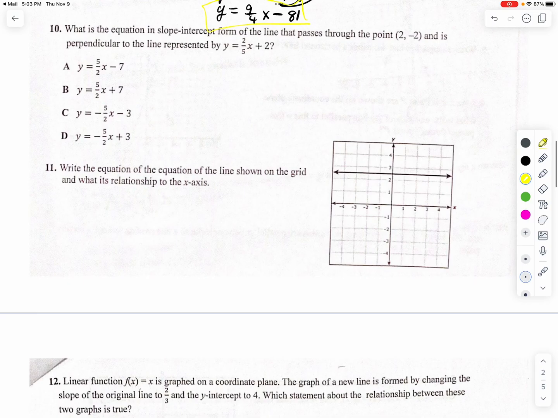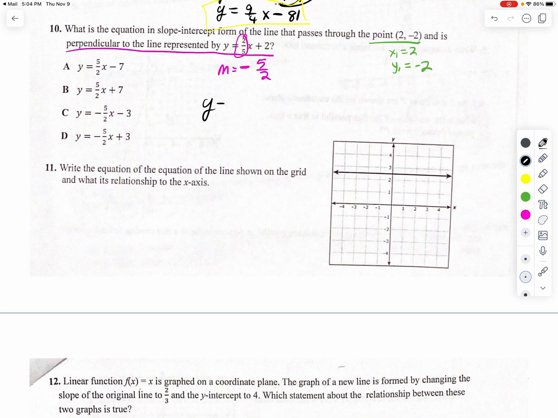It says, what is the equation in slope-intercept form of the line that passes through the point? Right? Same type of thing, y'all. Passes through a point, write an equation. So if it passes through this point, that means x1 is 2, y1 is negative 2. And it says it is perpendicular. That means opposite reciprocal. So therefore, we know that our slope here is going to change. It's going to be, instead of it being positive, it's going to be negative. And instead of 2 over 5, 5 over 2.